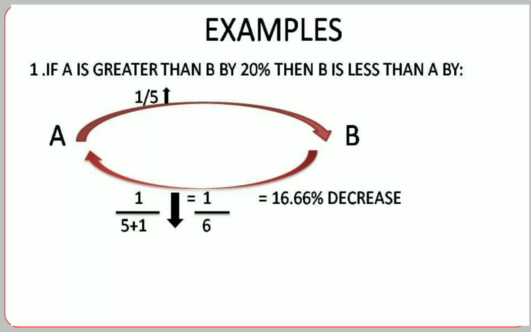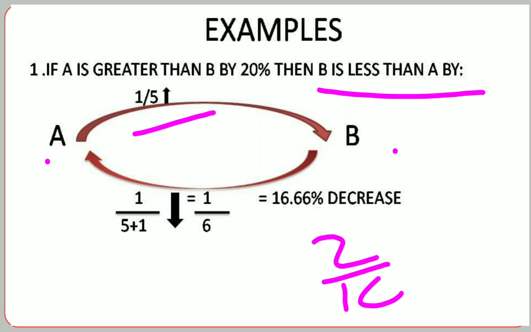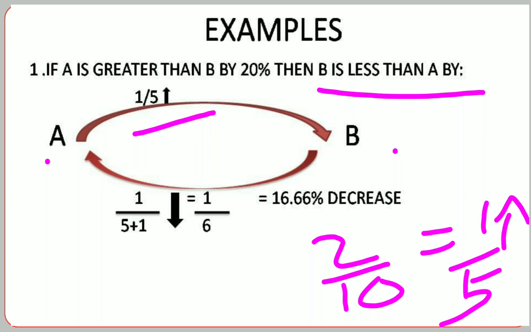So first of all, we will try an easy example. See, if A is greater than B by 20%, then by what percent is B less than A? See, you have to write A and B. A is greater than B by 20%. So if we increase A by 20%, and we know from our table that 20% can be written as 1 by 5. So an increase of 1 by 5, right? A is greater than B by 20%. So A is greater by 1 by 5.